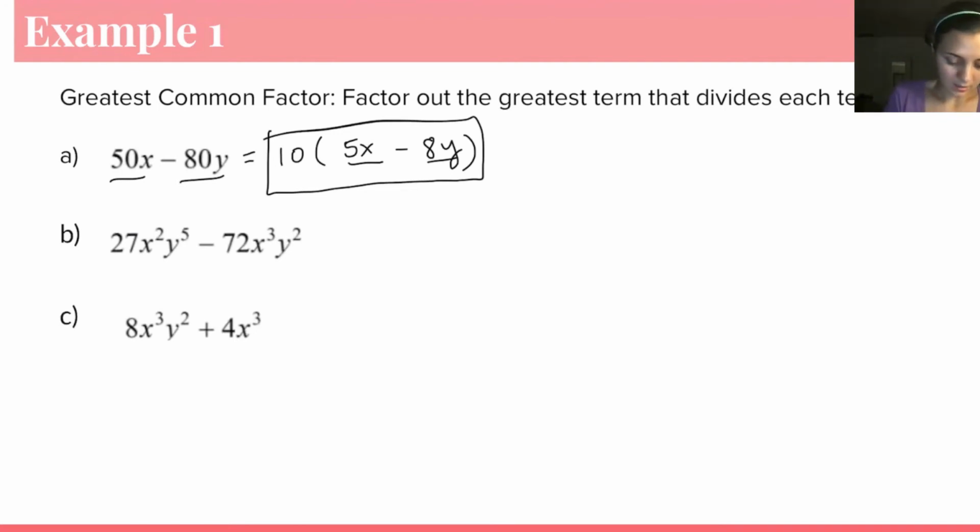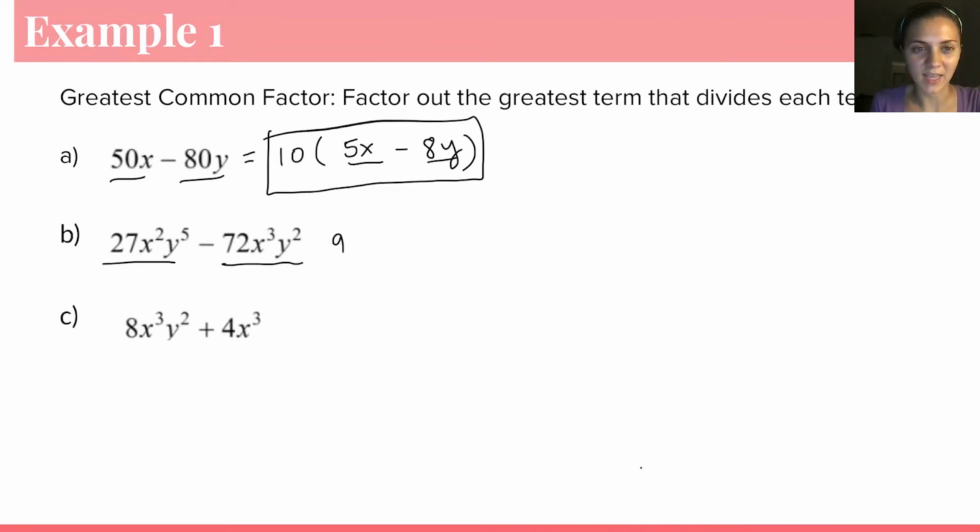Okay, part B, a little bit more complicated. Here are my two terms. I'm going to take this step by step by looking at the numbers, then the x's, then the y's. So the numbers 27 and 72, I know that they're both divisible by 9, so I'm just going to start with 9. I'm going to factor out 9 from each of those.